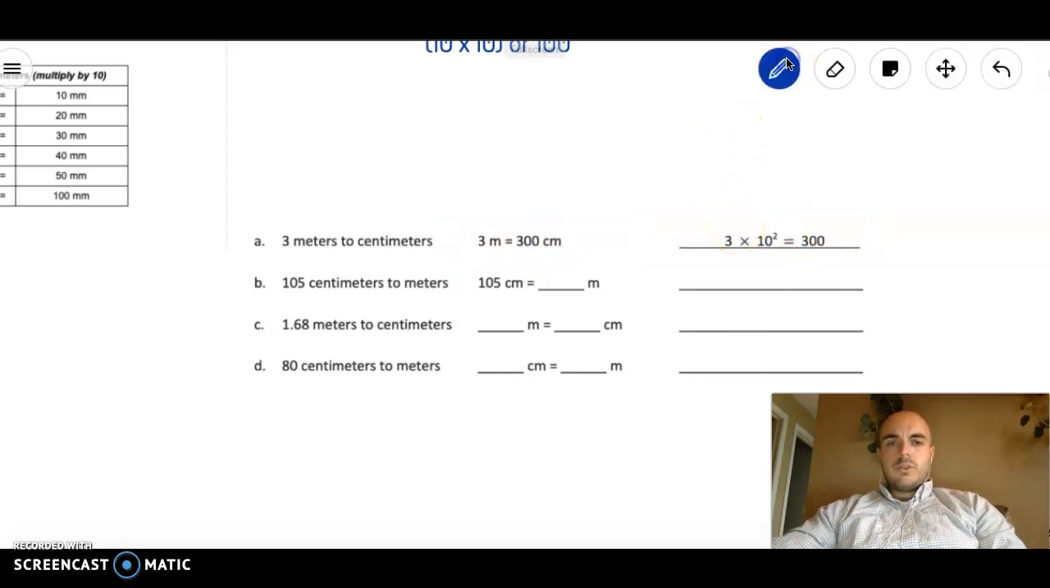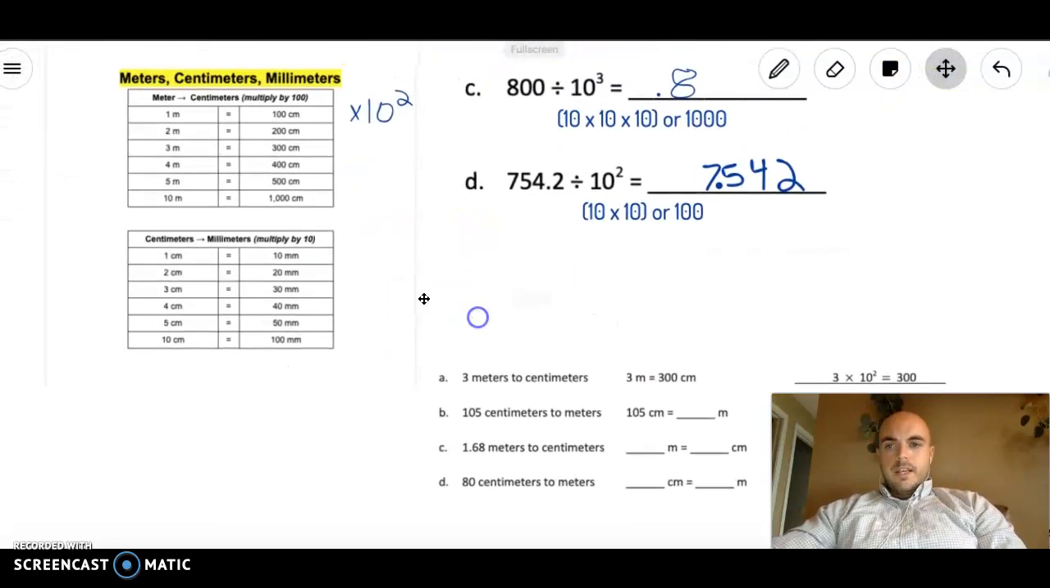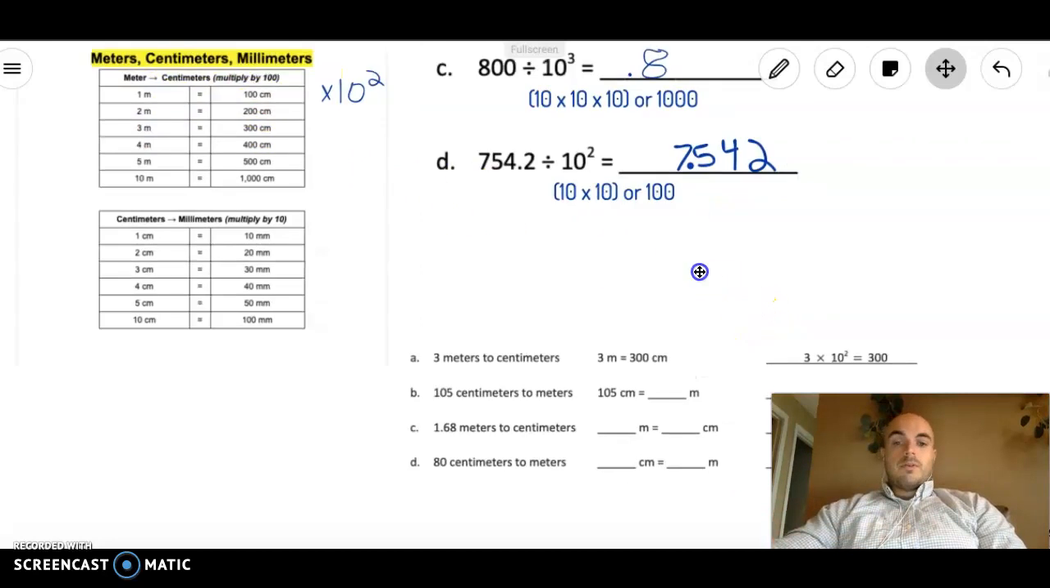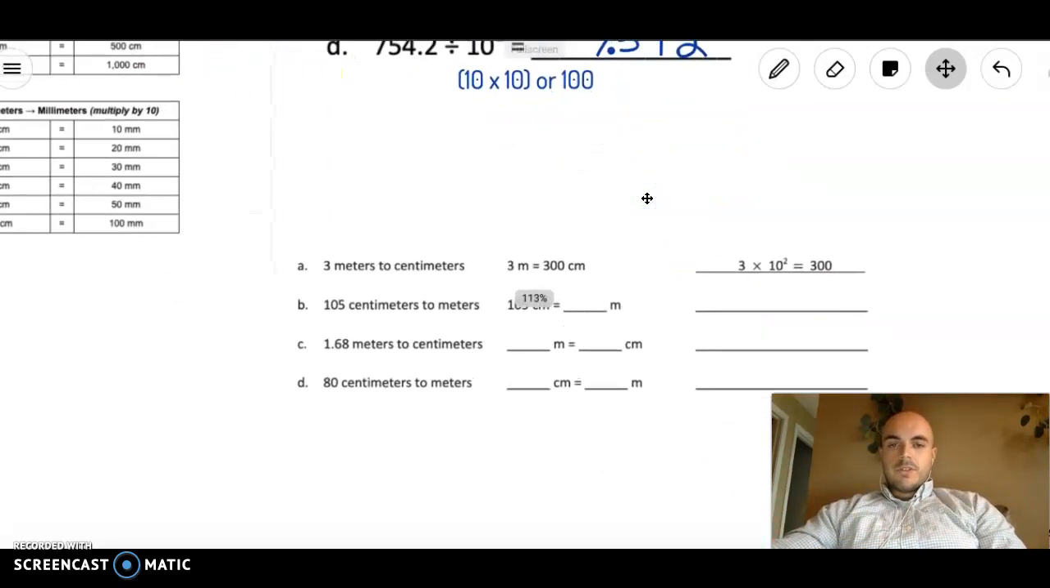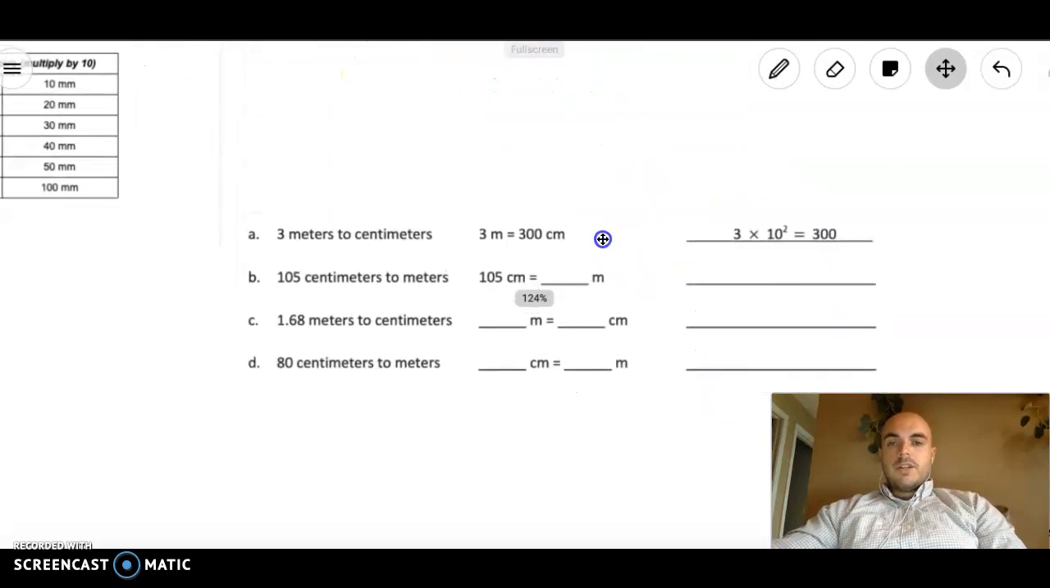So let's look a little closer at how we could do that. 105 centimeters to meters. Okay, I'm going to review my chart. This time I'm going from centimeters to meters. So if I know that I need to go from meters to centimeters, I multiply. Going backwards means I'm also dividing, just like our place value chart we started with. Remember, multiplication and division are two sides of the same coin.